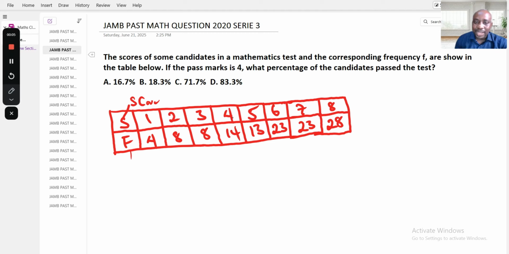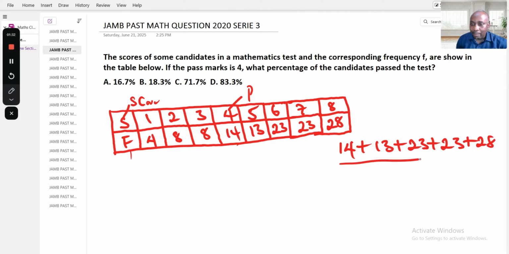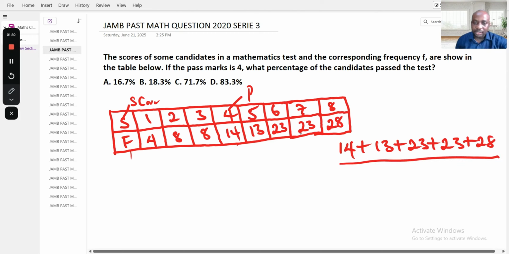Now we are told that the pass mark is 4. We are only concerned with these people from here upward. Therefore, to know the number of people that passed, we are going to count from the 4. Since 4 is the pass mark, we are going to count the number of people that scored 4, 5, 6, 7, and 8, because 4 and above is the pass mark. 14 plus 13 plus 23 plus 23 plus 28, divided by the total of the frequency. What is the total of the frequency? 4 plus 8 plus 8.